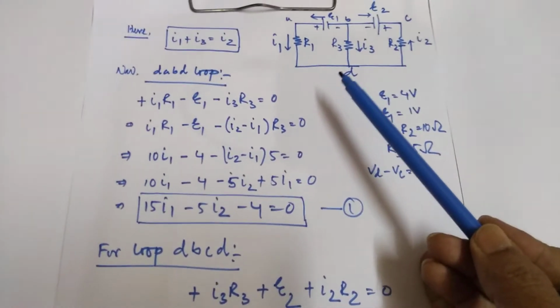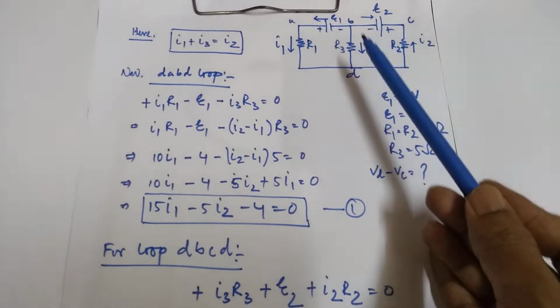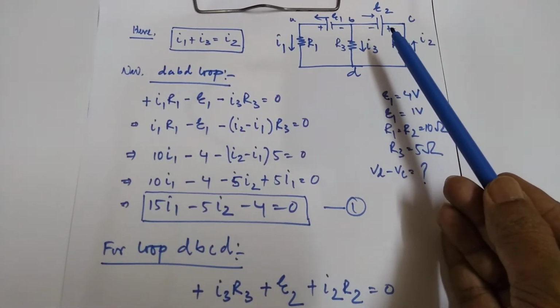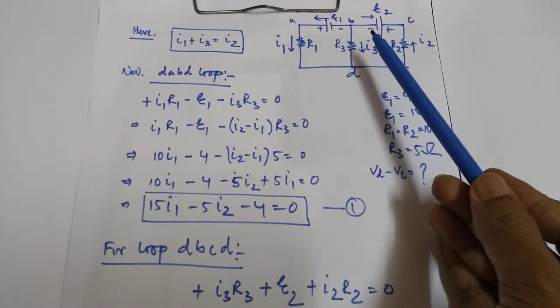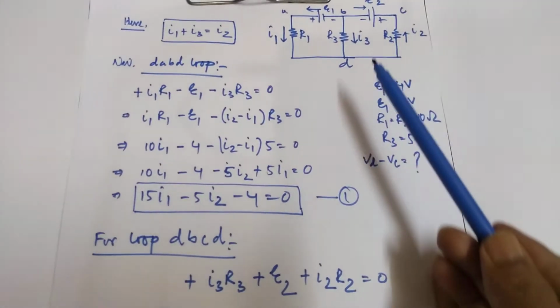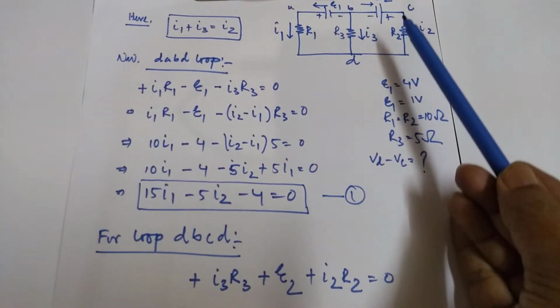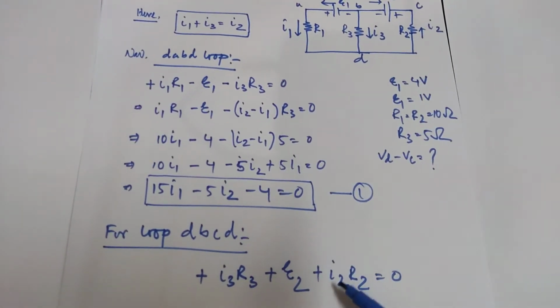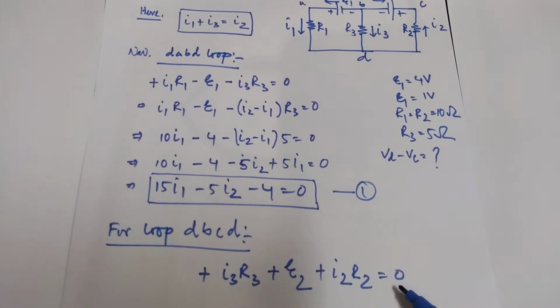then the voltage drop across this one, the difference, will be positive over here, because this is final minus initial, so it will be a positive quantity. So I get plus E2. And for the resistor R2, I am following the direction opposite to the current I2, so it should be minus I2 R2 equal to 0.